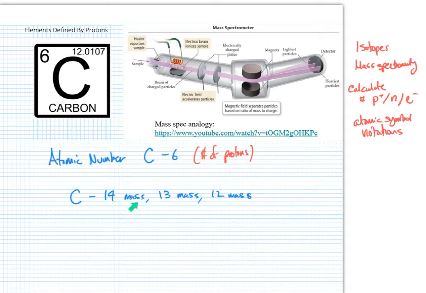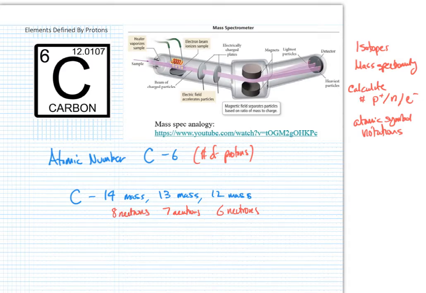So where's the 12, 13, or 14 coming from? Well, if you remember from an earlier discussion, protons and neutrons are basically the same mass. Okay, neutrons weigh slightly more, but they're basically the same mass. So if the mass is 12, and I know that there's 6 protons, that tells me that there must be 6 neutrons as well. And the total mass is the sum of those two things. Now you might be asking yourself, well, why don't the electrons count? Okay, so let's just finish this out. This is 7 neutrons, and this is 8 neutrons.